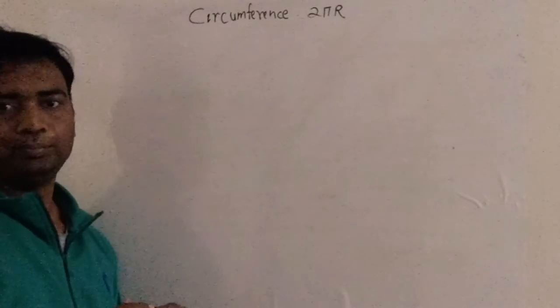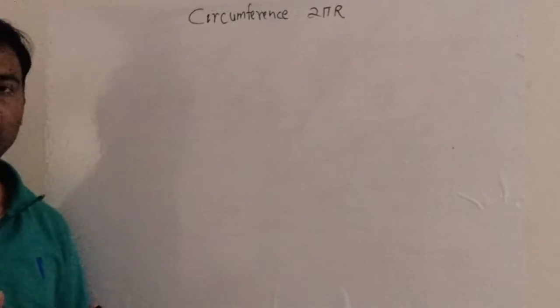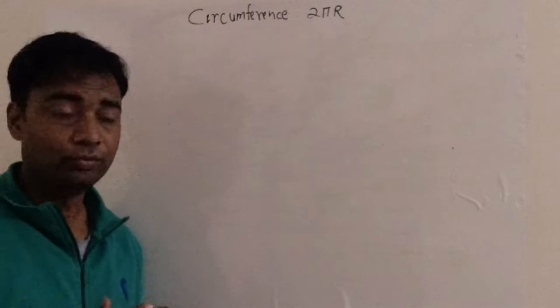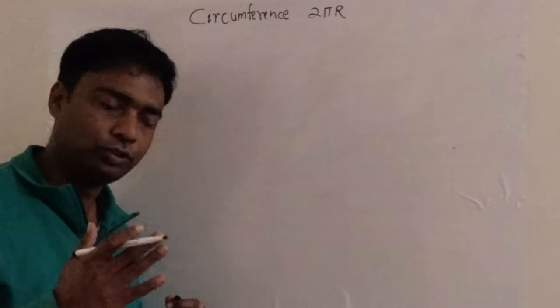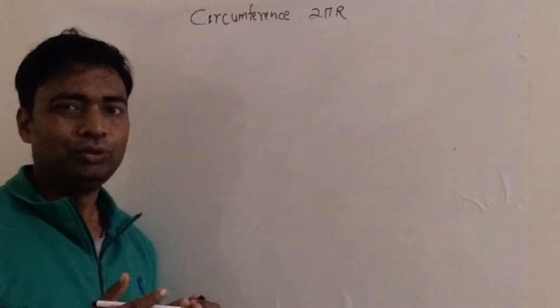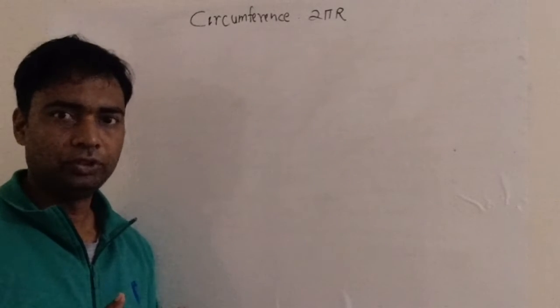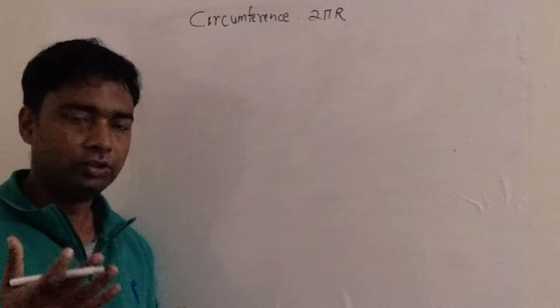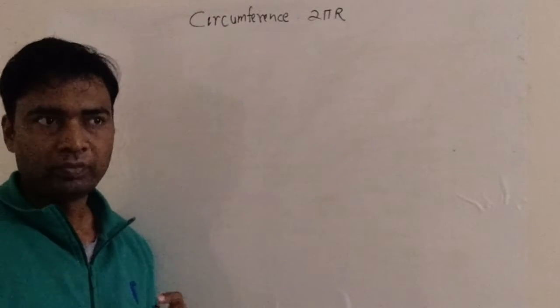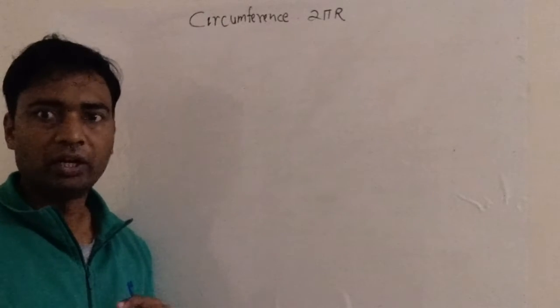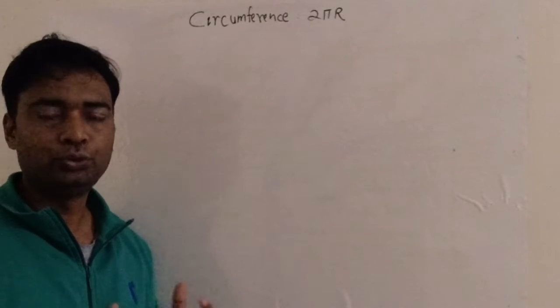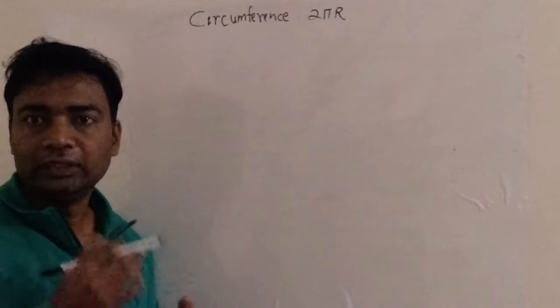Hello everyone. Today I'm going to discuss how to derive the equation of the circumference of a circle. As you all know, it is 2 pi r, where r is the radius of the circle. So I'm going to derive how we reach this equation, 2 pi r.